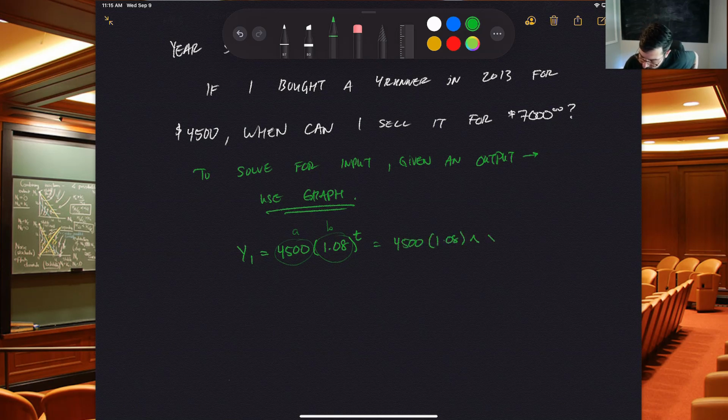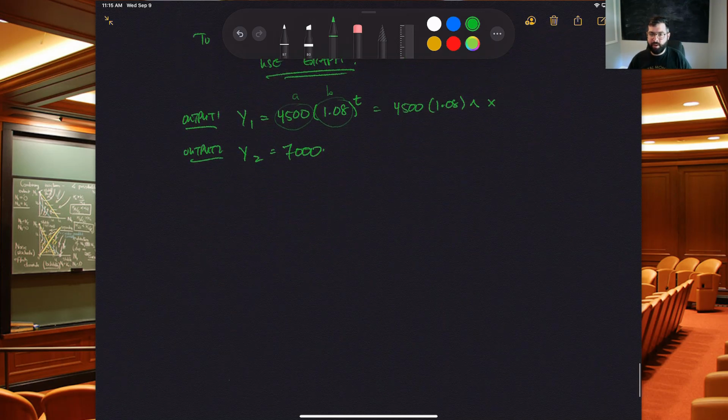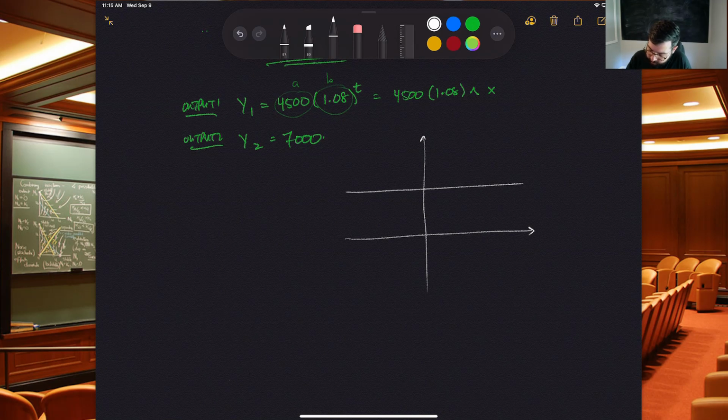1.08 to the x, right, in your TI-84. And then in y2, because this is my output 1, and then my output 2 is y2, and we're saying I want to know when it will be equal to 7,000. So I put in the constant value 7,000. And what's going to happen, and I'll show you in an actual graph, is that this is going to map y2 at 7,000 constant.